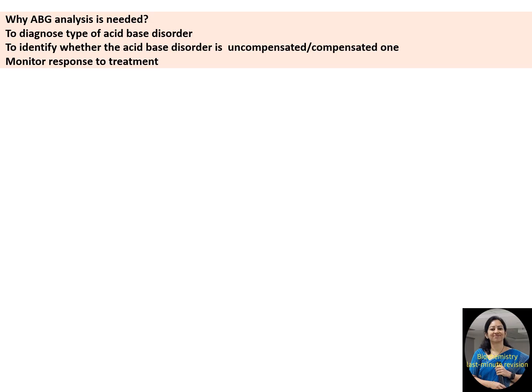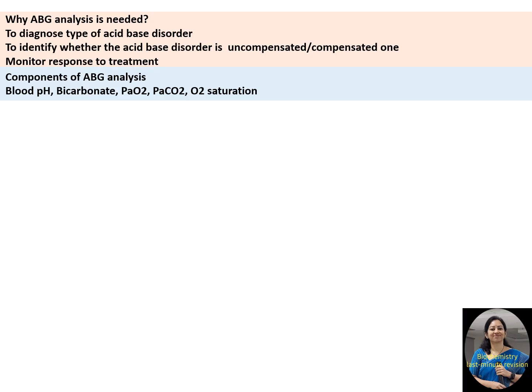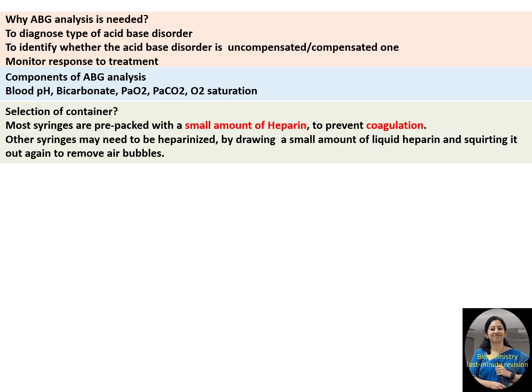Now, why is this ABG analysis needed? It is needed to diagnose the type of acid-base disorder, to identify whether the acid-base disorder is a compensated or uncompensated one, and to monitor response to treatment. What are the components of arterial blood gas analysis? These include pH, bicarbonate, partial pressure of carbon dioxide, partial pressure of oxygen, and oxygen saturation.